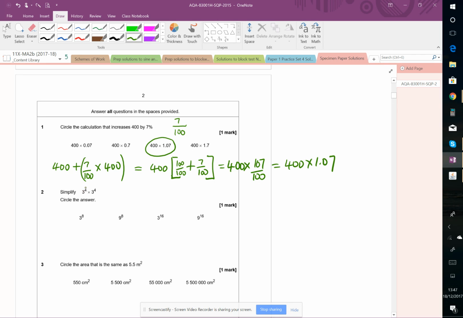Simplify the answer: 3 to the 4 times 3 to the 4. Here we're after the laws of indices, which say a to the b times a to the c is a to the b plus c. So we've got the same base, potentially different powers, but not in this case. We need to add them up. So we've got 3 to the 4 plus 4, which is 3 to the 8.